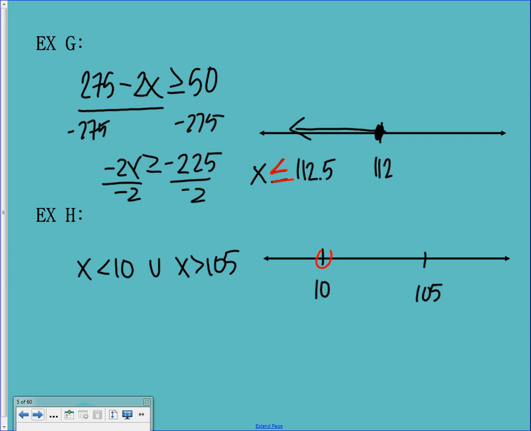At 10, I've got an open dot and shaded to the left. Okay, for my first part. My second part over here is going to be an open dot and shaded to the right.